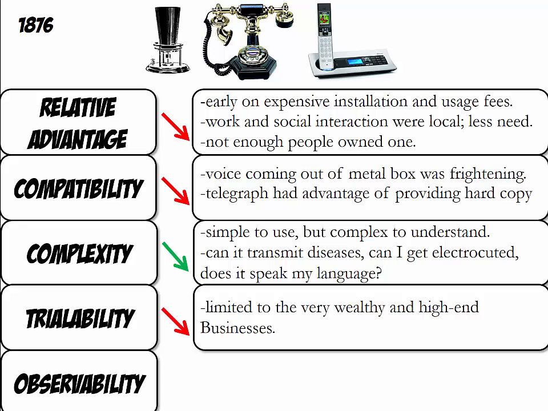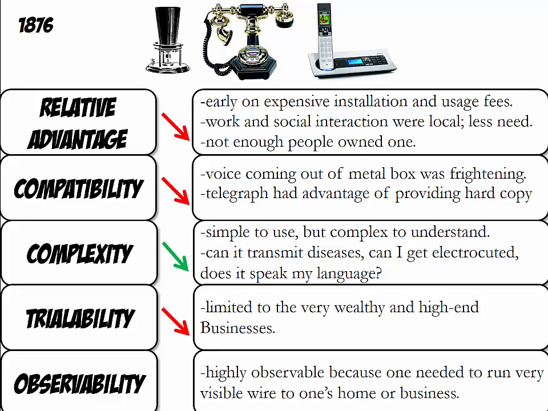The next product-based factor is observability, the degree to which a product's usage and impact are visible to others. Usage of the telephone was actually highly visible because one needed to run a wire to one's home or business. The high observability of the usage of the telephone positively affected the rate of adoption.